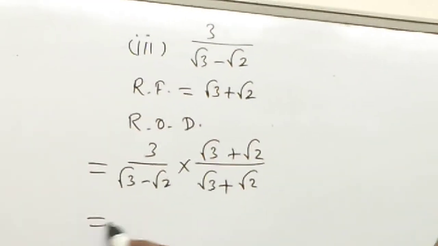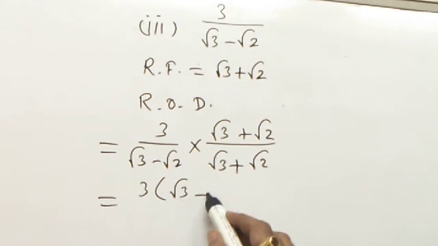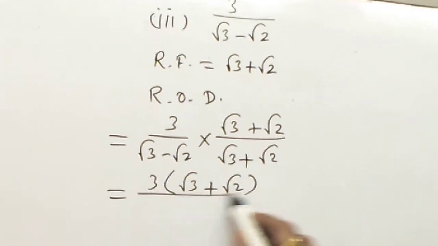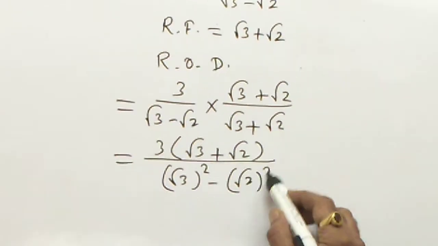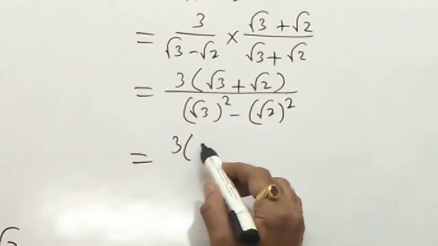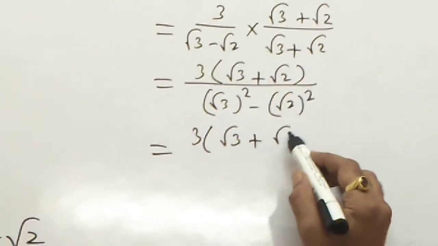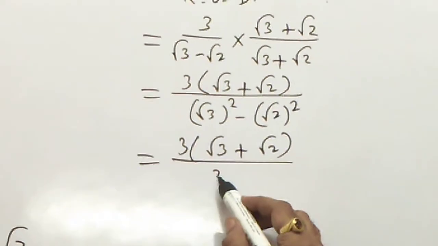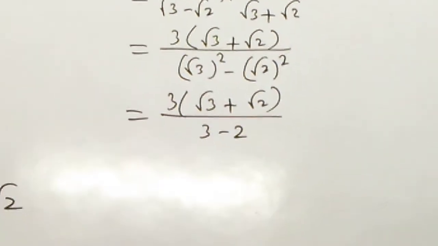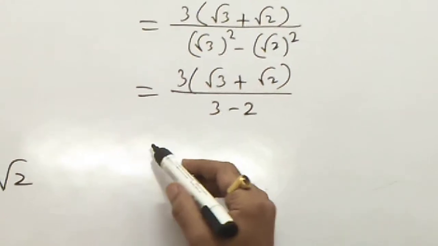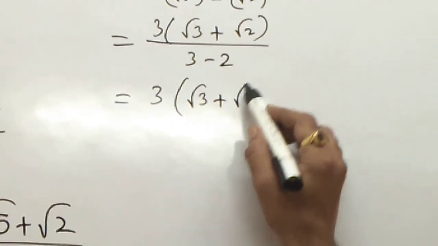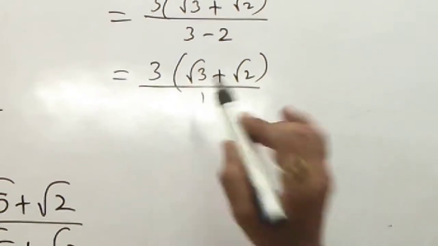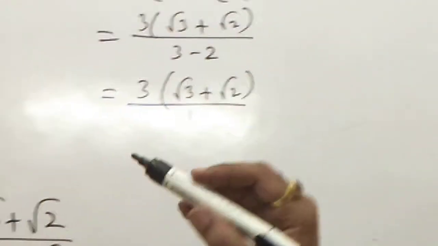Okay, then you multiply 3 into root 3 plus root 2, and here root 3 square minus root 2 square. So your answer is 3 times root 3 plus root 2, and upon here 3 minus 2, because the square root sign is here. So this cancels out and 1 you got. So therefore there is no change in the answer, you put it as it is, like 1 here. Okay, then the last question, the fourth.